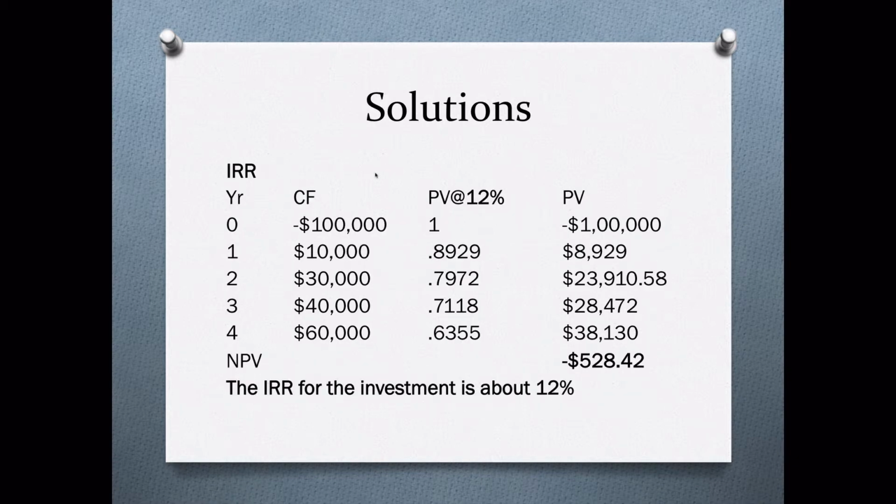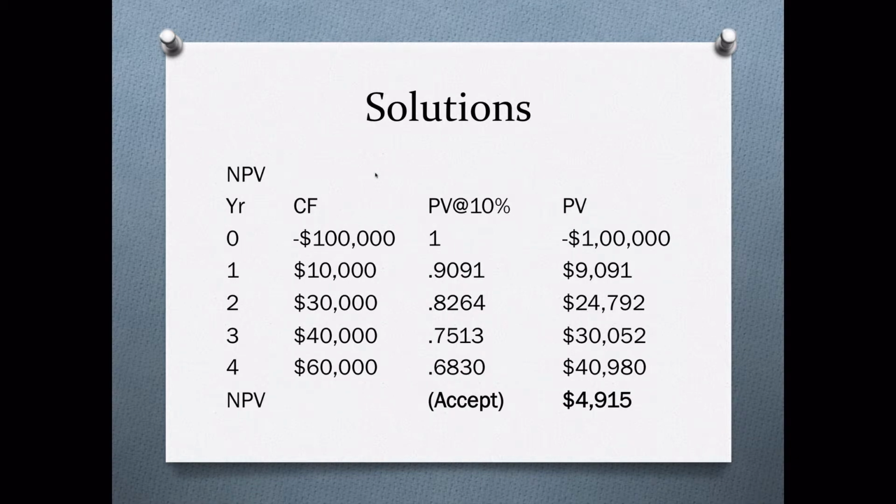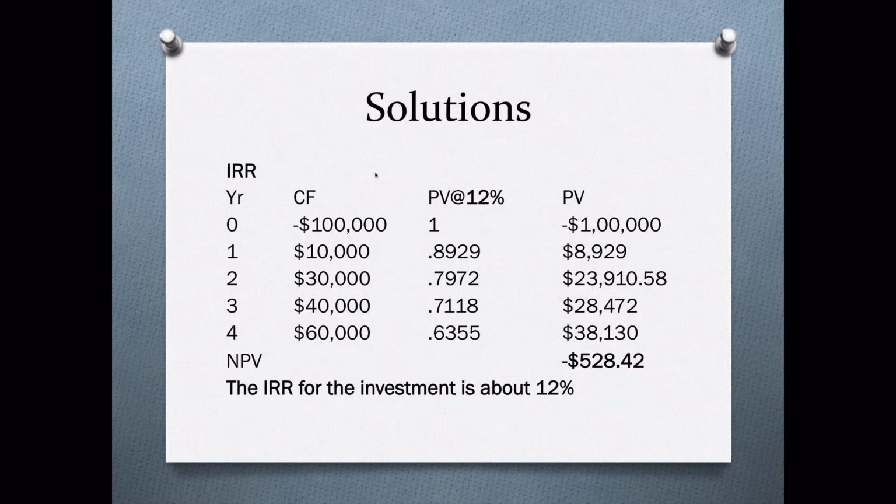Okay, so now we need to do IRR. If we go back, we notice that we accept this at 10%, and that should be a cue to tell us that the interest rate is higher than 10%. So when we start doing IRR, we should go above it. I plugged in 12%, and I got real lucky. The net present value when the rate is 12% is about 528.